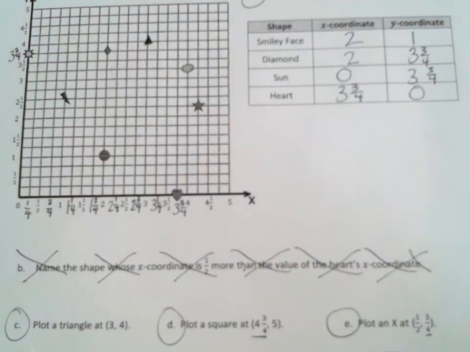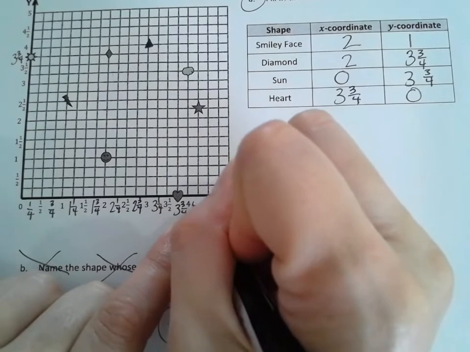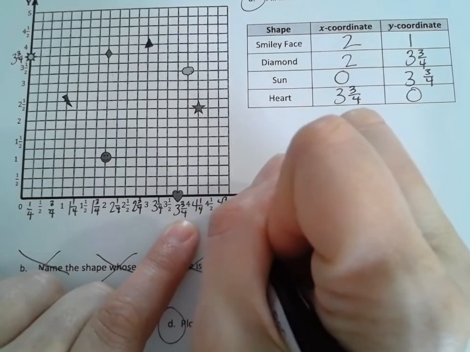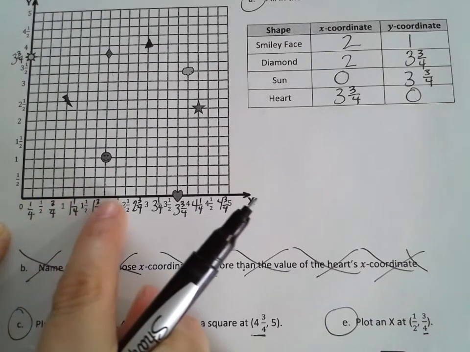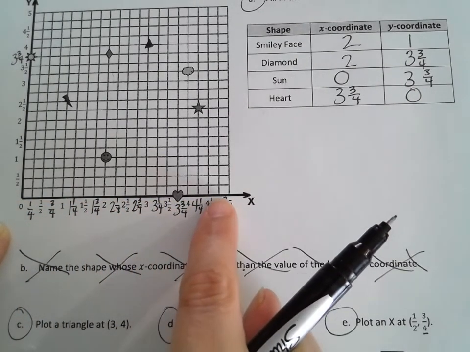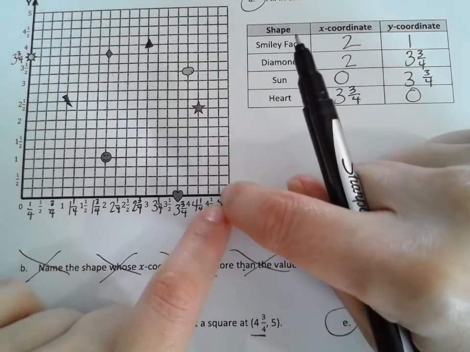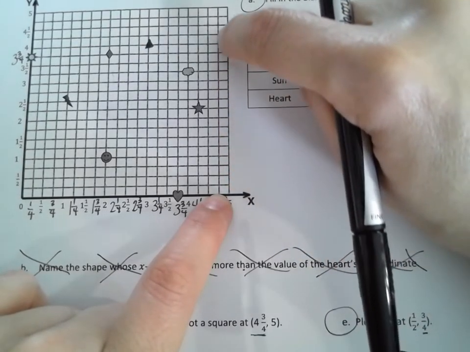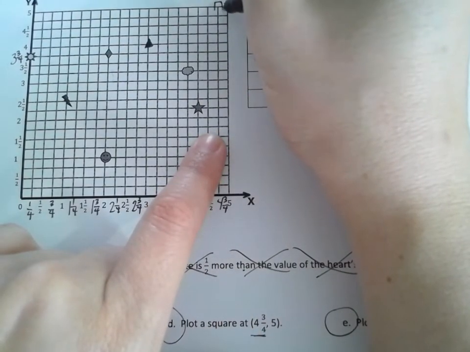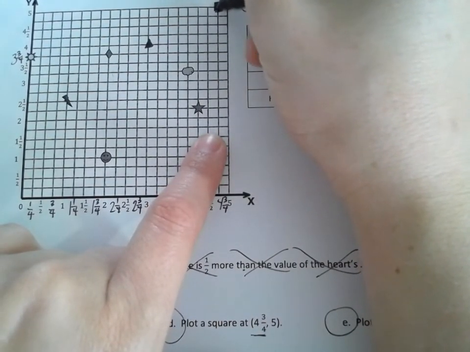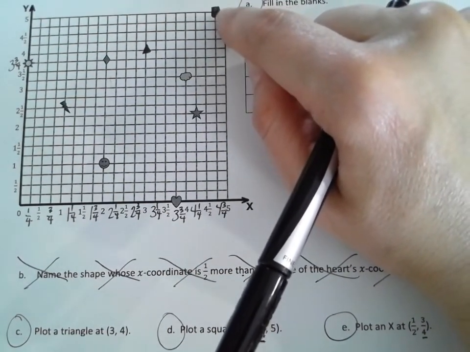And then we have a square at 4 3/4, 5. I'm going to go back here and make sure I have 4 1/4, 4 1/2, 4 3/4. We're going to start at the origin, go all the way over to 4 3/4 for the x, and our y is 5. So we're going to go all the way up to the 5, the very top line there. So 4 3/4, 5. We're going to plot a square. And if you notice, the shape that I'm drawing is right there where those grid lines intersect.